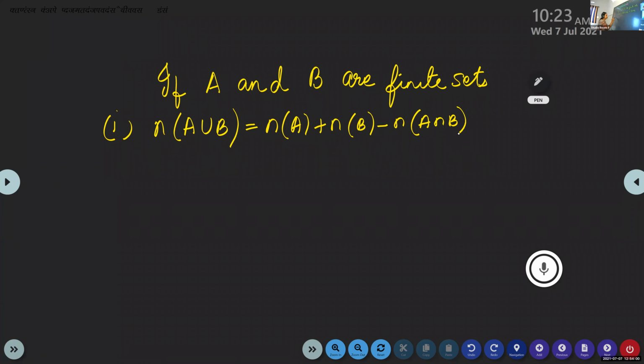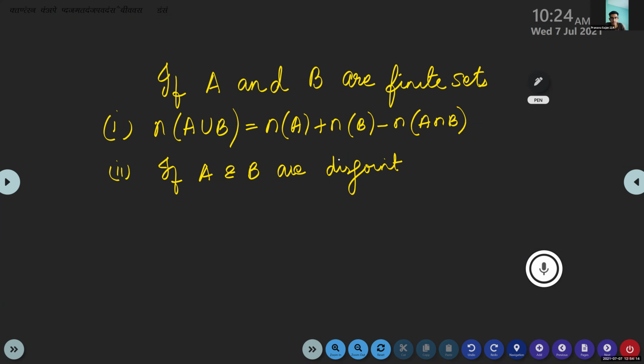Okay. Second one, suppose A and B are disjoint. What is meant by disjoint sets? Disjoint means the intersection is empty, isn't it? If A and B are disjoint, that is, A intersection B is empty. If A intersection B is empty, then what can you say?